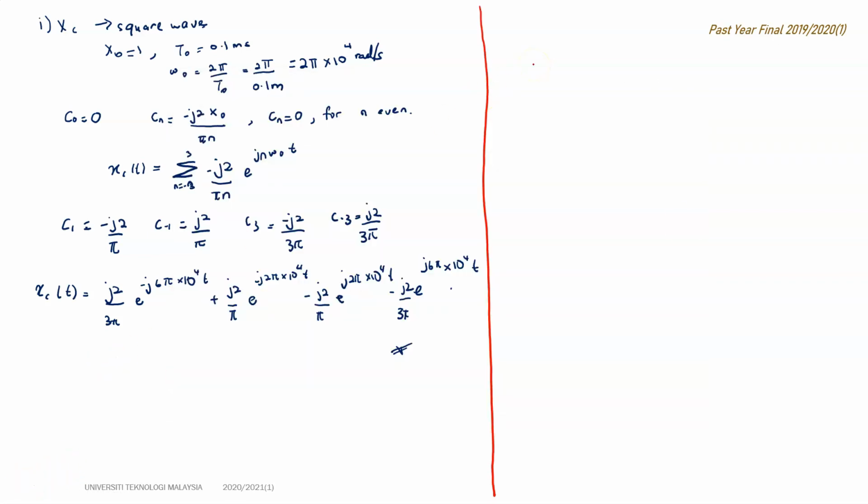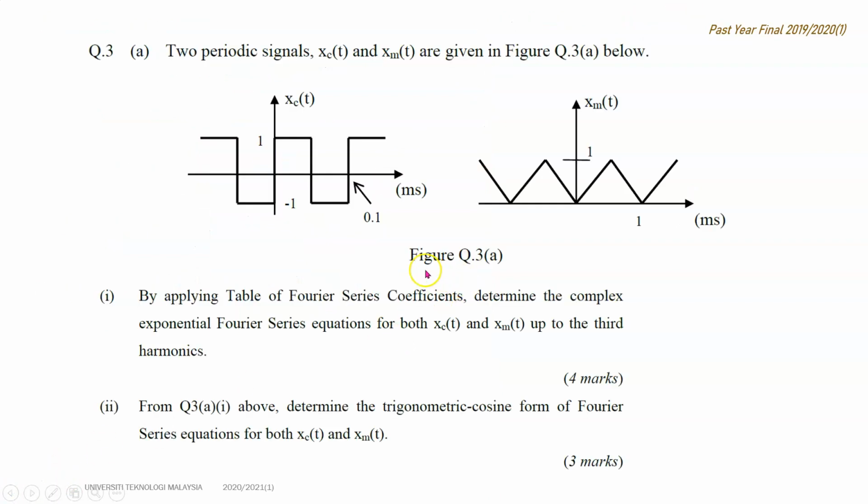Then the next one is for XMT. XMT is actually a triangular wave. So you refer to your table of formulas for Fourier series. What is the formula for a triangular wave? Right. So now we look at the amplitude here, still 1, and for the duration, T0 is 1 millisecond.